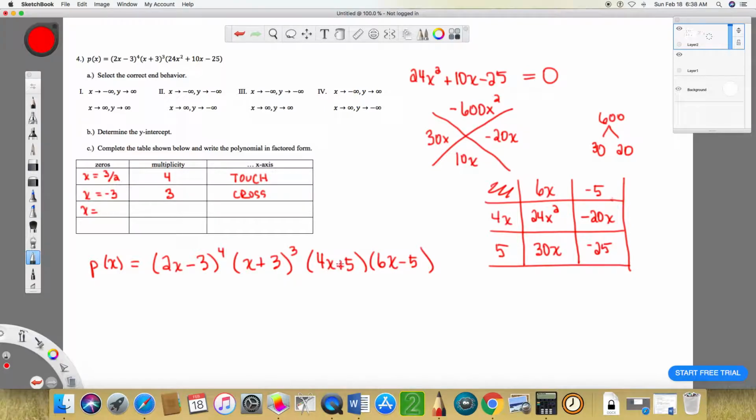If we set this factor equal to 0 and solve, it's 2 steps: subtract 5 and divide by 4. And here, add 5 and divide by 6. Both of those have a multiplicity of 1. That's an odd number, so both of those are a cross. All right, let's come back up here.